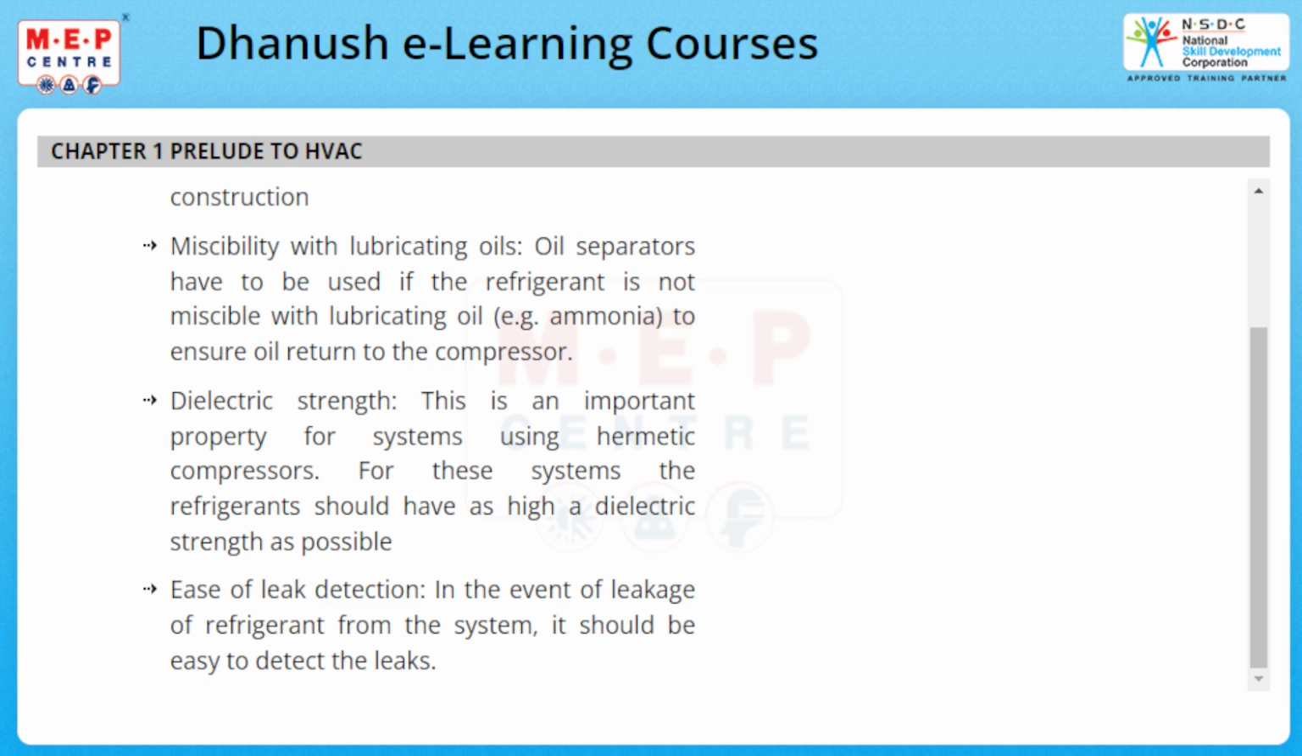Dielectric strength. This is an important property for systems using hermetic compressors. For these systems, the refrigerants should have as high a dielectric strength as possible. Ease of leak detection. In the event of leakage of refrigerant from the system, it should be easy to detect the leaks. Let's now understand the economic properties.